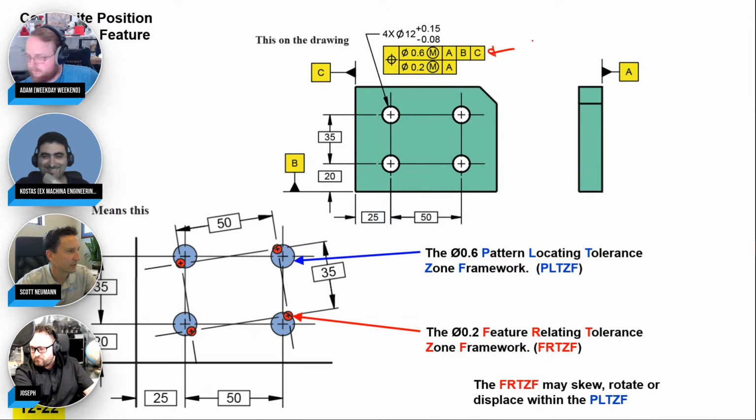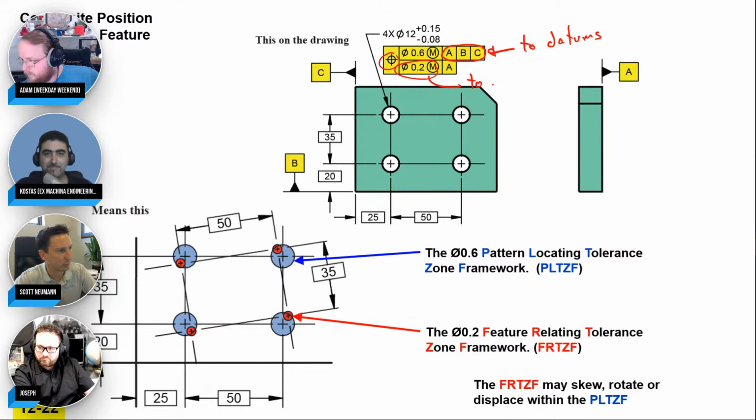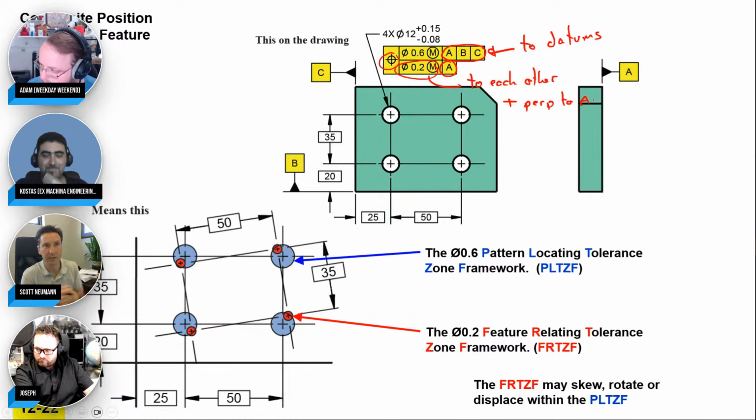The way I teach it is this is just relative to the datums. That's what this reference is here. You want it positioned relative to what? Well, relative to the ABC datums. And this one is just going to be relative to each other. And then the A in there is just an extra thing that also controls perpendicularity to A, which is common to have as an additional spec on the bottom.